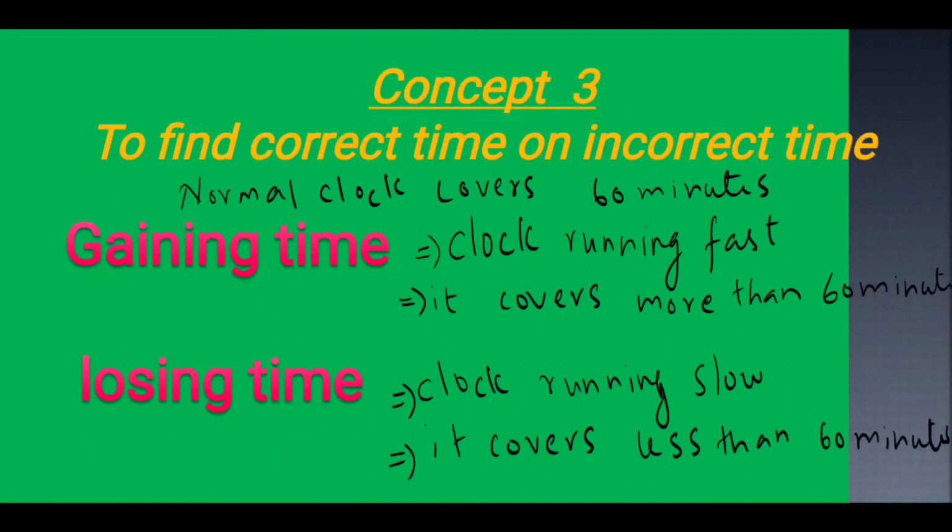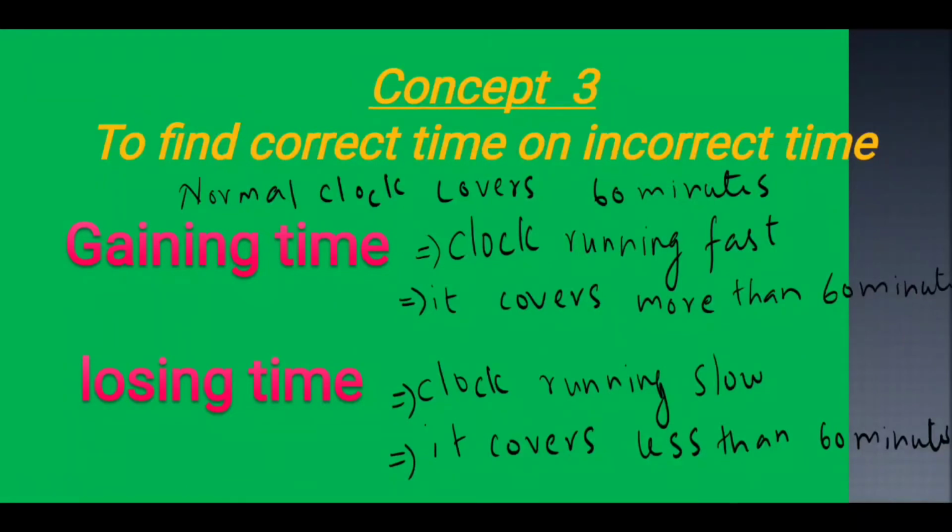Concept 3, to find the correct time on an incorrect clock. The normal clock covers 60 minutes. But there are two types of problems. First, gaining time and losing time.